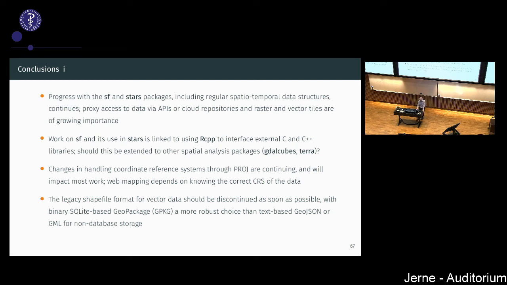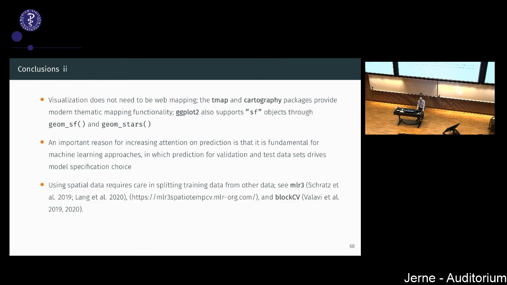So we have SF, we have stars. All of them seem to be developing positively, a lot of movement. We need people to move away from the legacy shapefile format, although people still talk about shapefiles. It needs to be GeoPackage, and so on and so forth.